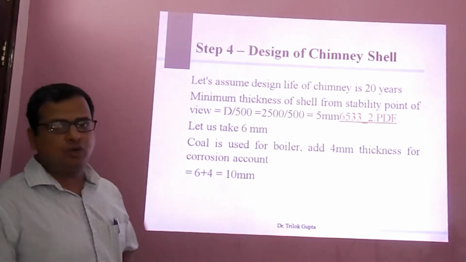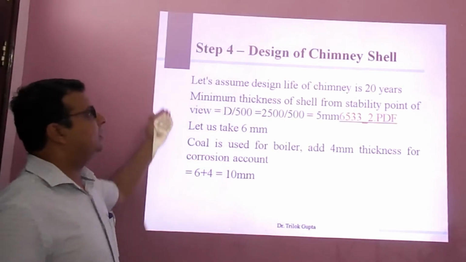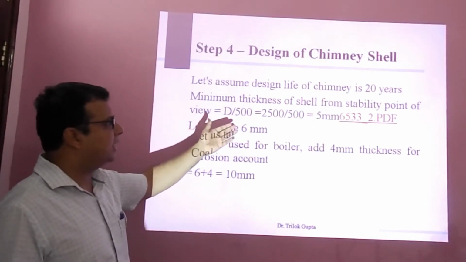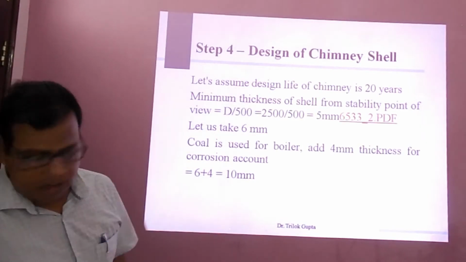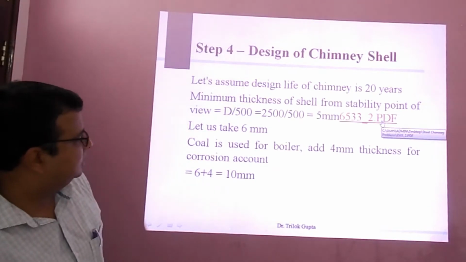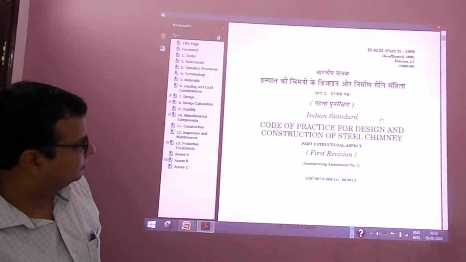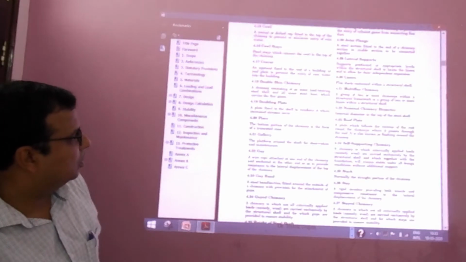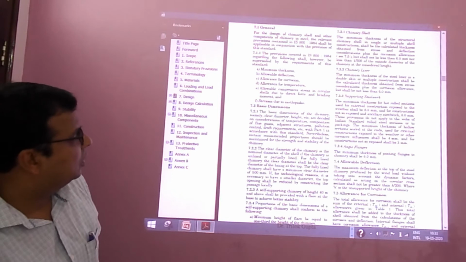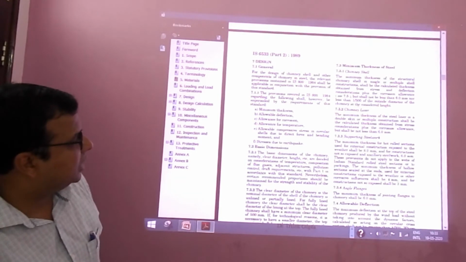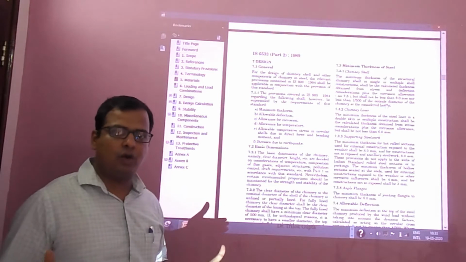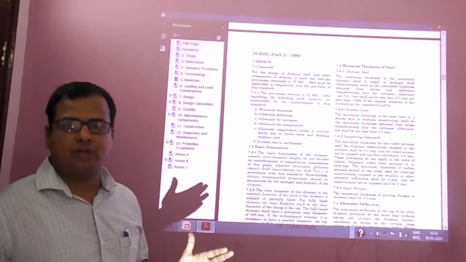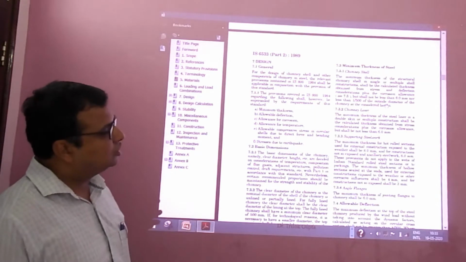So let us assume the life of chimney is 20 years and minimum thickness will be D upon 500, that is based on IS 6533 part 2, but we have to take minimum thickness as 6 mm. So this is the minimum thickness. So we have to take 1 upon 500 of the outside diameter. So outside diameter is 2.5 meter or 2500 divided by 500. So that will be 5 mm and it should not be less than 6 mm.